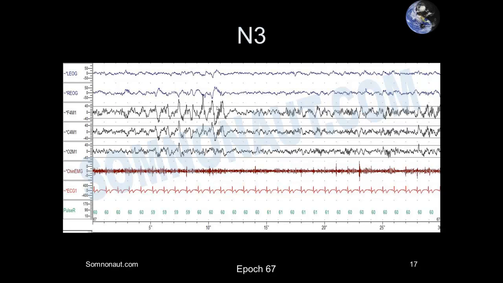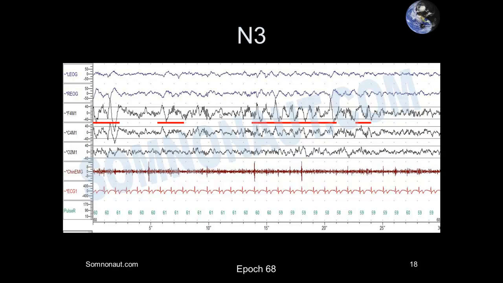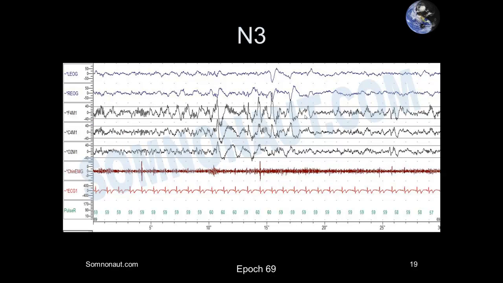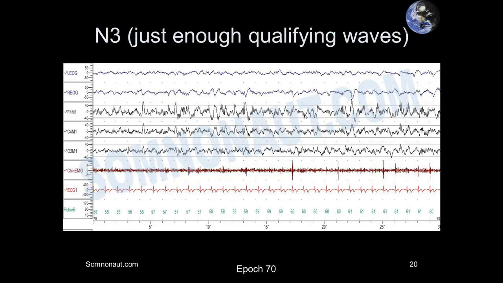Slightly more than the minimum amount of N3 needed here, but in big chunks. Nice train of slow wave activity. Again here, it's staying consistently synchronous, keeping that brain firing away. Here also, just enough qualifying waves here. Just enough. I mean, you really have to get in there and count this.